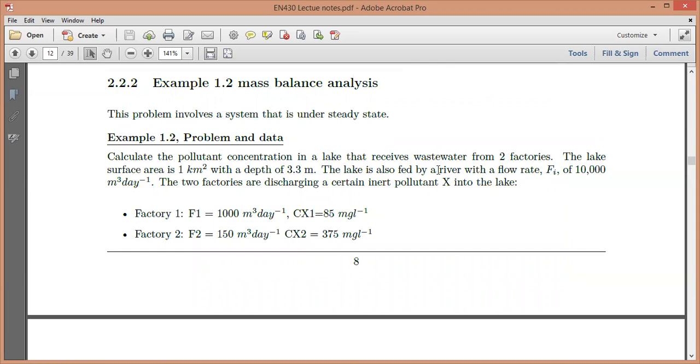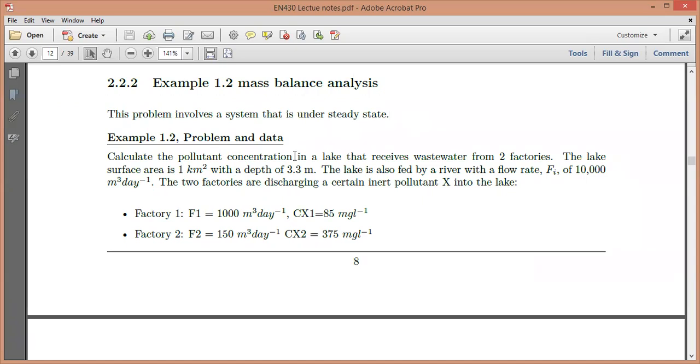So we're going to look at a problem now that involves a system that is under steady state. It indicates right here in your question. I hope I'm audible to everyone. Are you able to get me clearly? Can I just get one yes and I continue? Yes, we are. Great.